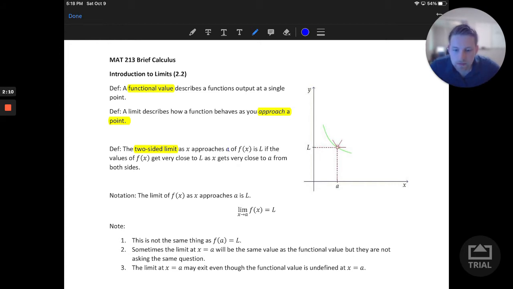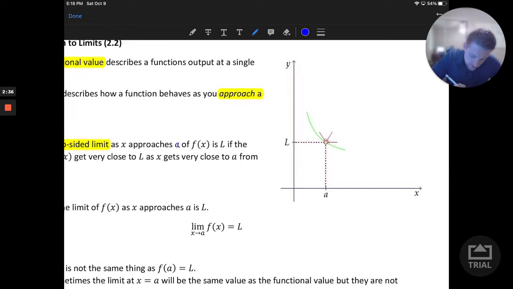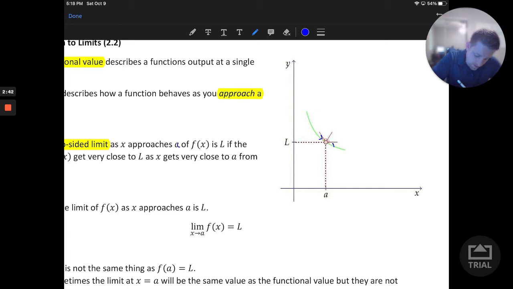As x approaches a, f of x is L, and L is a value on the y-axis, if the values of f of x get very close to L as x gets very close to a from both sides. So it's a lot of words with this definition, but let's try to break it down with this graph. I want to know, as my inputs get closer and closer to this point of a, what is the height of my function approaching? Or what is the f of x or y value of my function approaching?